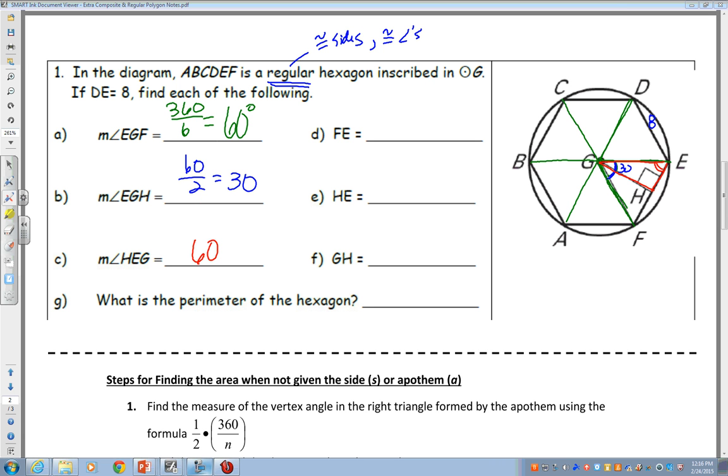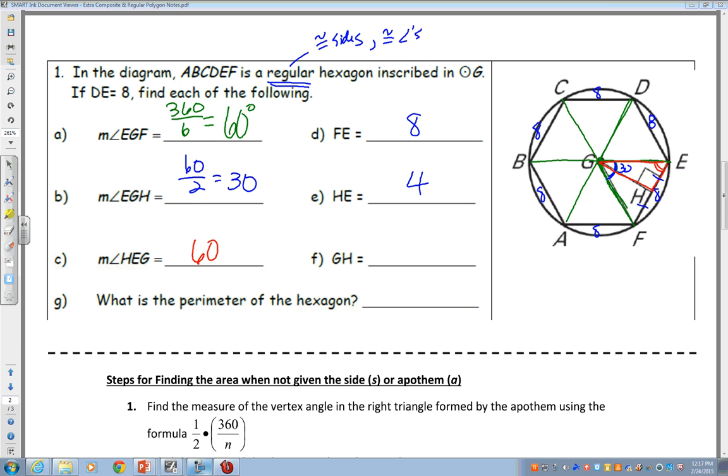All right, so they want us to find the measure of FE. It is also 8 because we have a regular hexagon. That means all the sides are going to be 8. FE is 8 because they gave me DE, which was 8. It's a regular polygon. All the sides are congruent. Yeah, HE is 4. That is correct, because it's half of the side, yes.